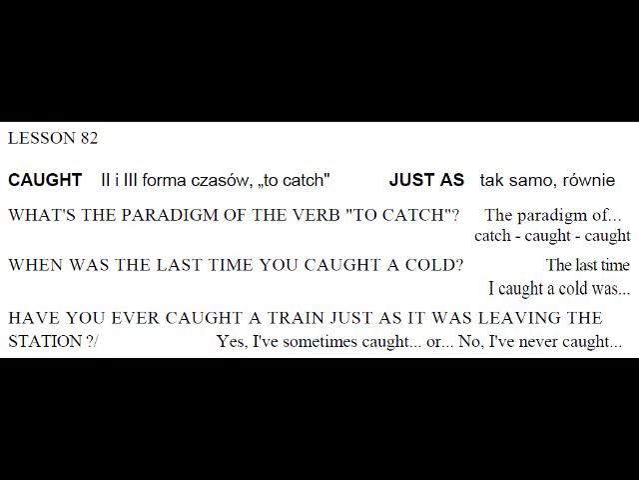Lesson 82. Caught, just as. What's the paradigm of the verb to catch? The paradigm of the verb to catch is catch, caught, caught.